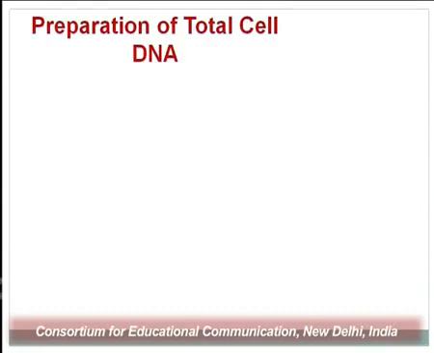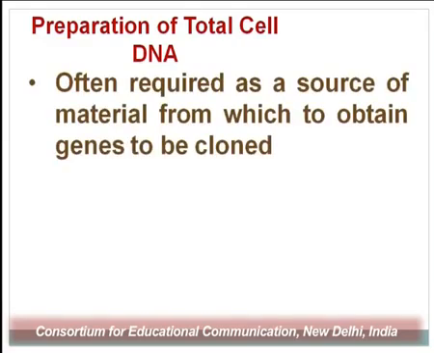So, we start with the preparation of total cell DNA. This total cell DNA, as I have already told, is often required as a source of material from which to obtain the genes to be cloned. We have looked at recombinant DNA technology as an important process of molecular cloning. Cloning basically means producing more copies.